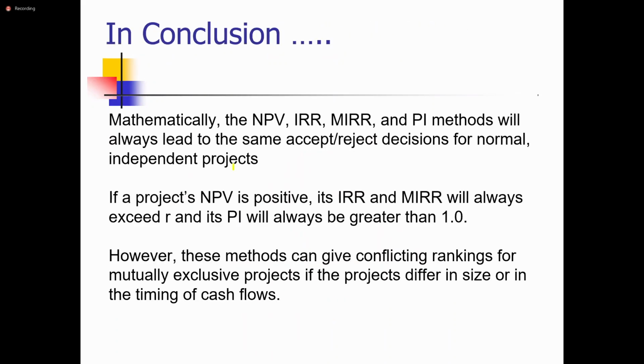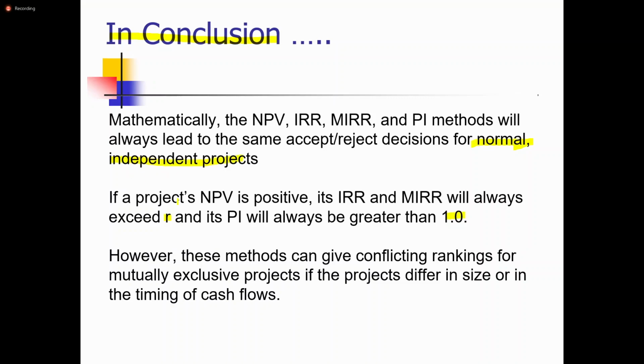So normally, in conclusion, what we could say is that in conventional type projects, normal projects, NPV, IRR, MIRR and profitability index always lead to the same accept or reject decision for normal independent projects. So therefore, they are all consistent in the normal project. If a project's NPV is positive, its IRR and MIRR always exceed the cost of capital. And also the profitability index is always greater than 1 in normal projects.